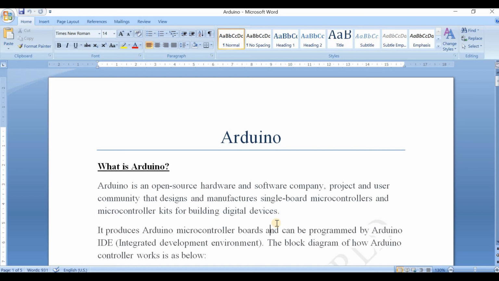That's all guys. In later videos, we will see more about Arduino functions and how to use the Arduino practically and how to interface different motors, LCDs using Arduino, etc.